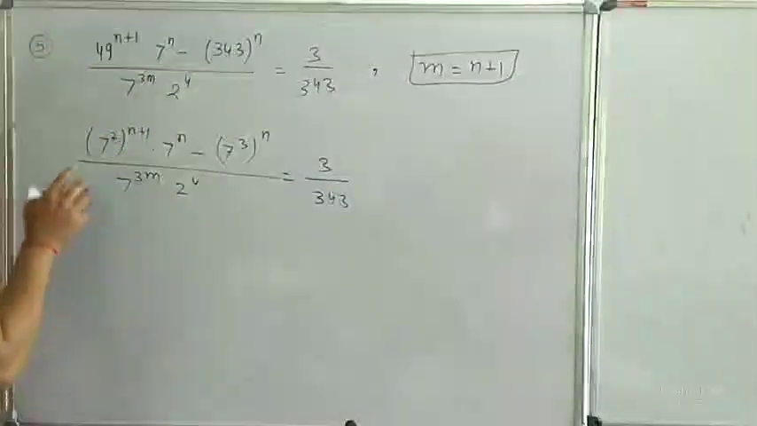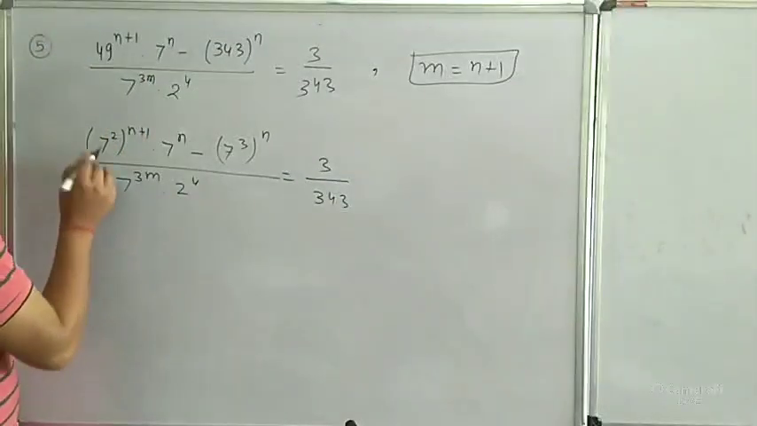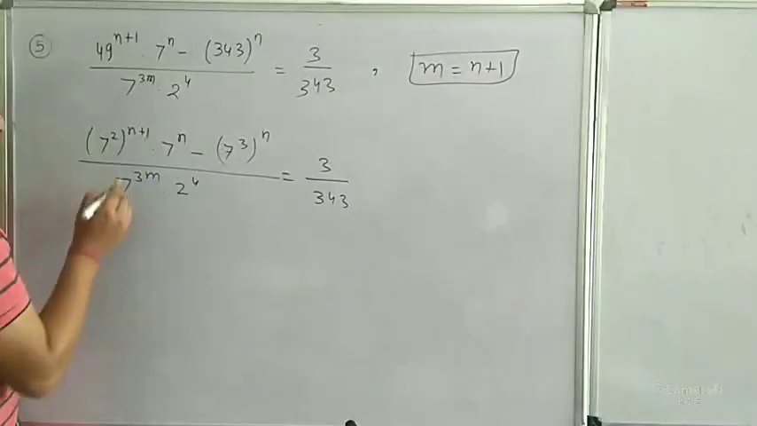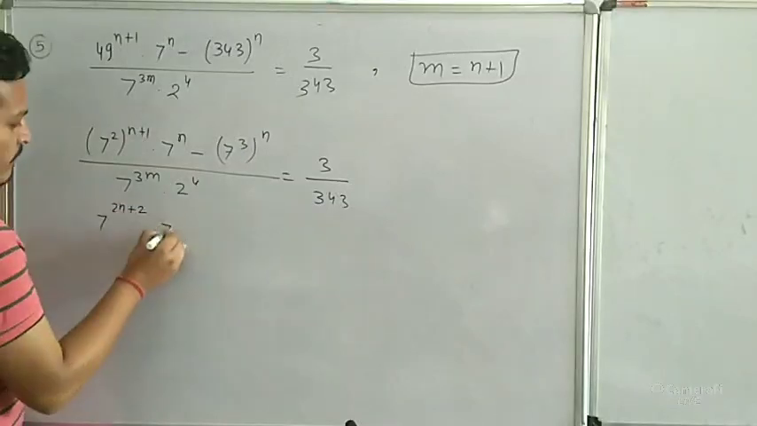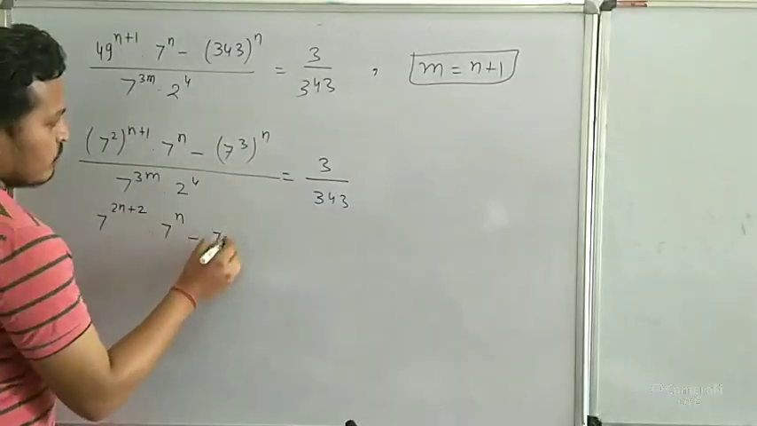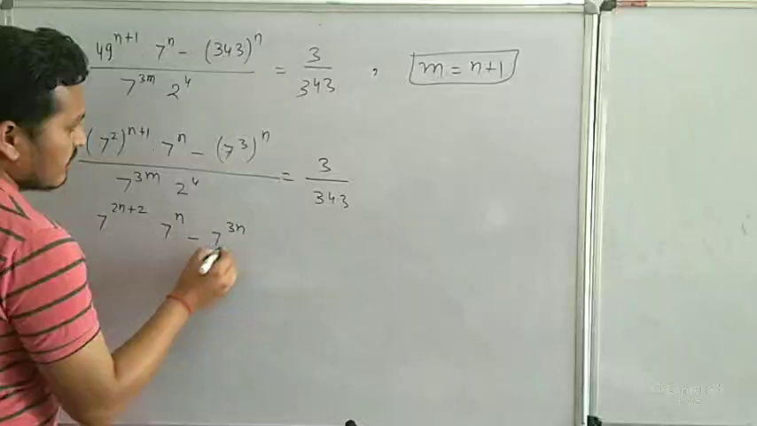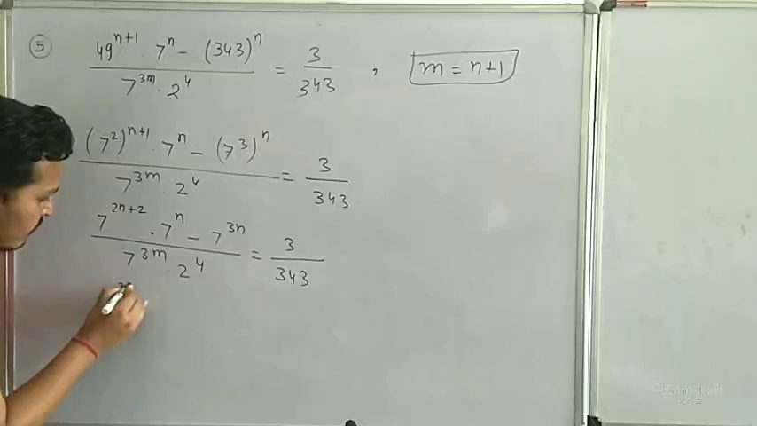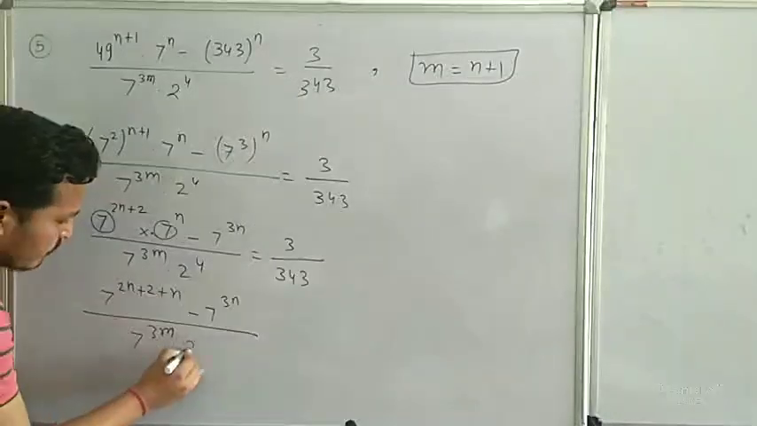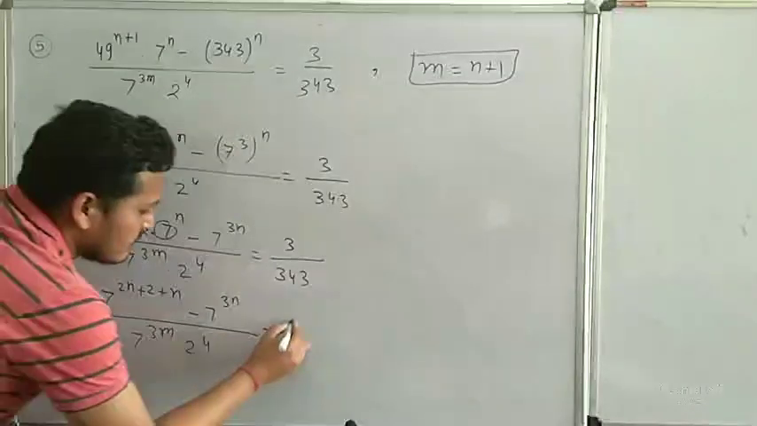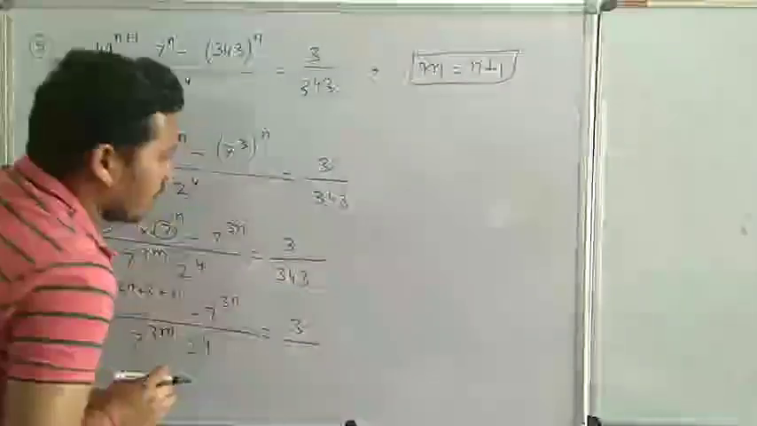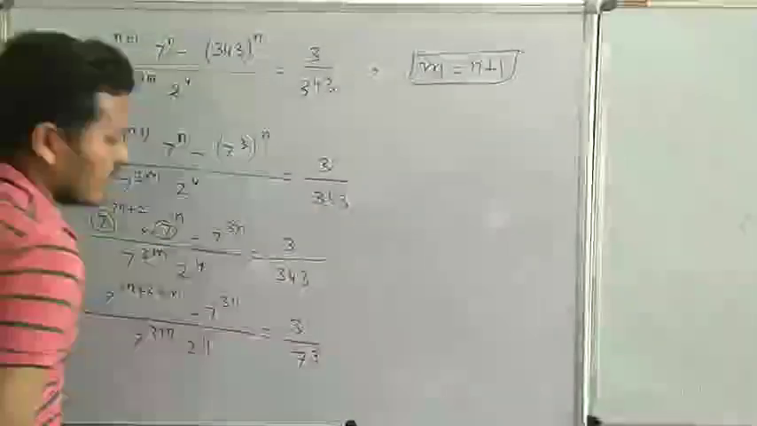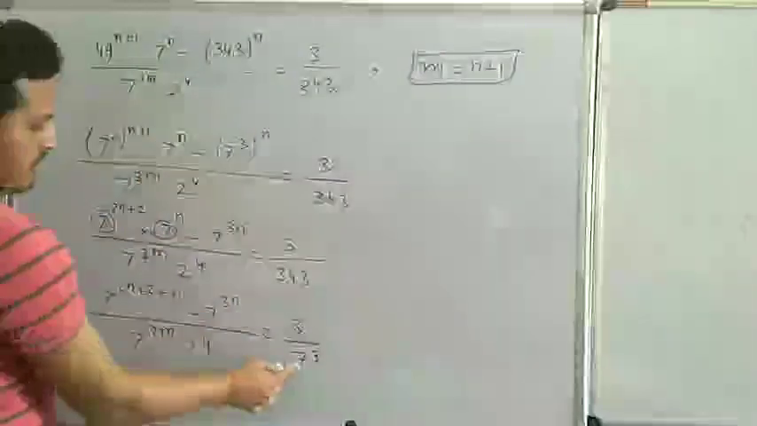So the left-hand side is 7, now the multiplication of this power with the whole bracket, now 2 multiplied by n plus 1, so n plus 2, then 7 to the power n minus 7 to the power 3n upon 7 to the power 3m, 2 to the power 2n plus 2m into 2 to the power 4 is equal to 343. If you want to write 343 in the smallest form, it is also 7 to the power 3.